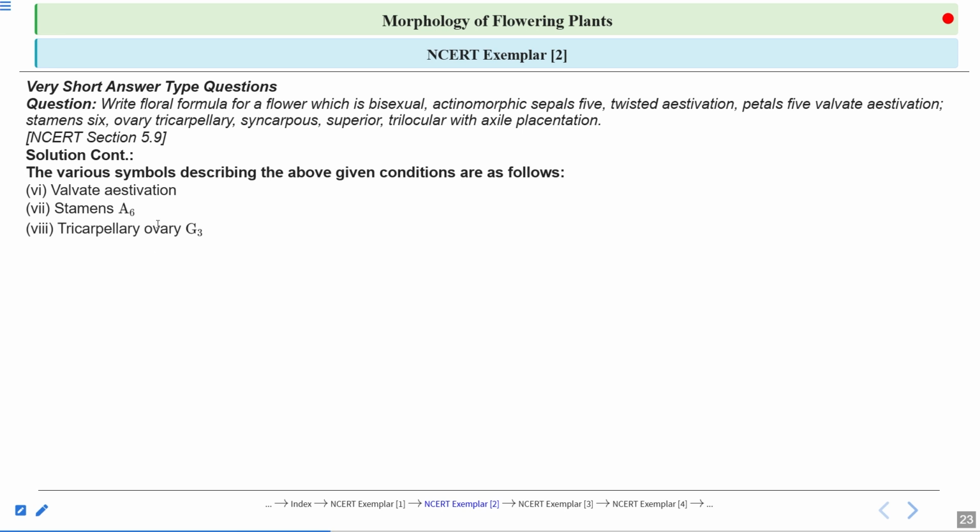Androecium, see, stamen, and all the stamens together are called the androecium. So how? Petals 5 and stamen 6, so we will write A6. Carpellary: the ovary is tricarpellary, so you will write G3. And syncarpous means all the ovaries are fused together, so you will write G3 in brackets.